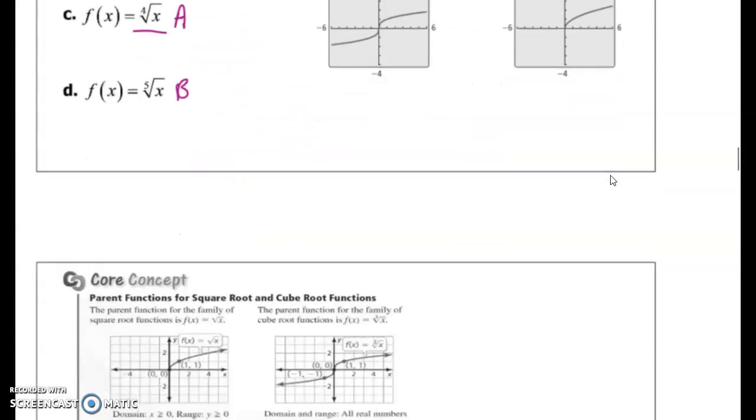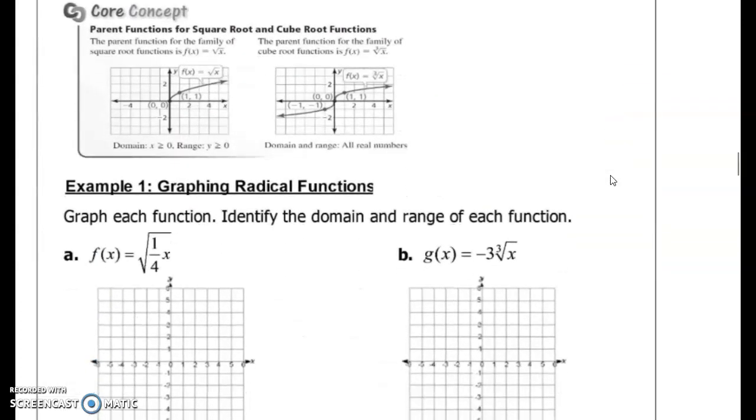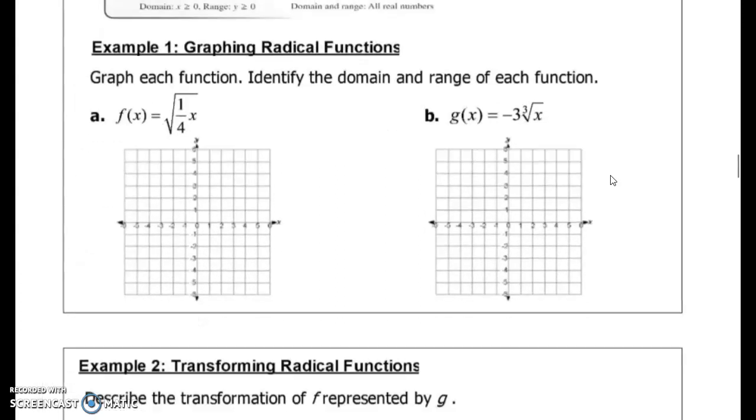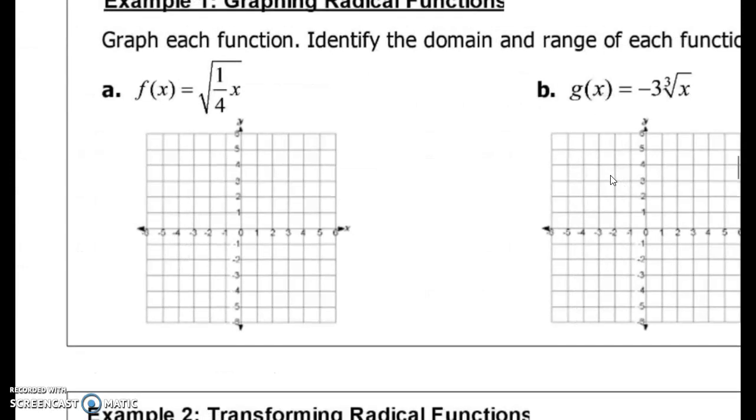All right, so looking at this example of graphing radical functions, it says to graph each function and identify the domain and range of each function. All right, so graphing the square root of 1/4 x. The first thing I'm going to do is get a mental image. I know that a square root graph is going to look like this, and that the 1/4 is going to be a horizontal stretch by a factor of 4.